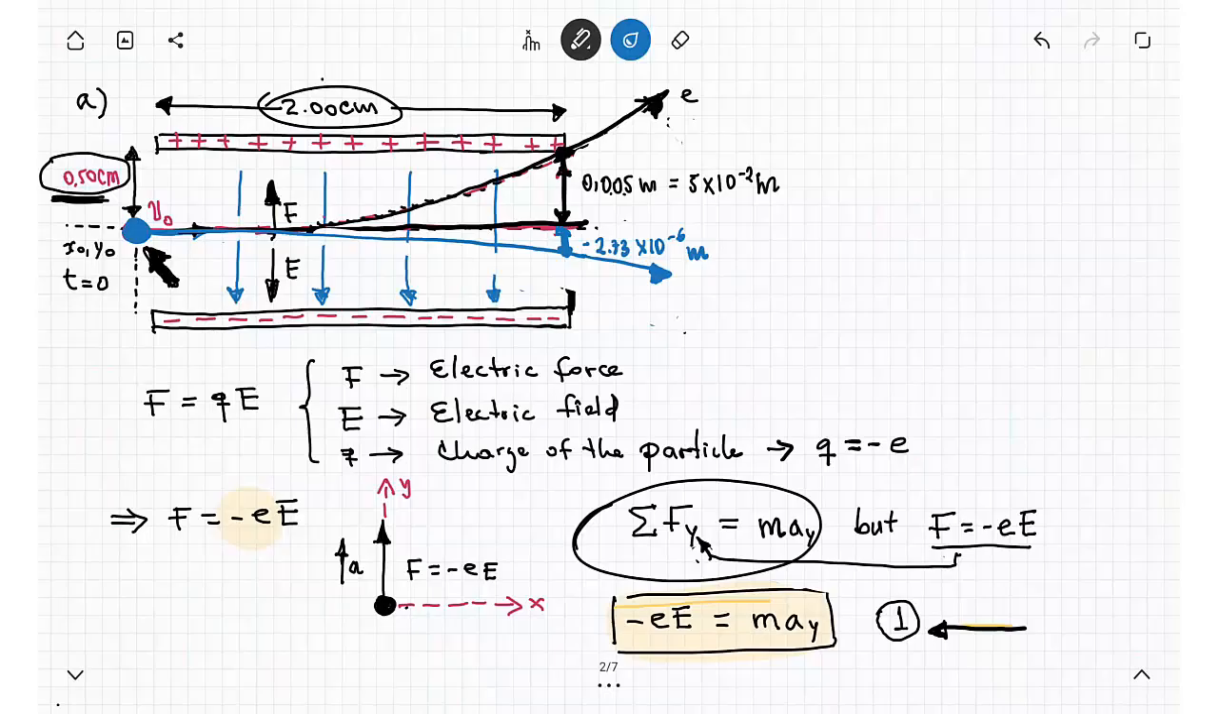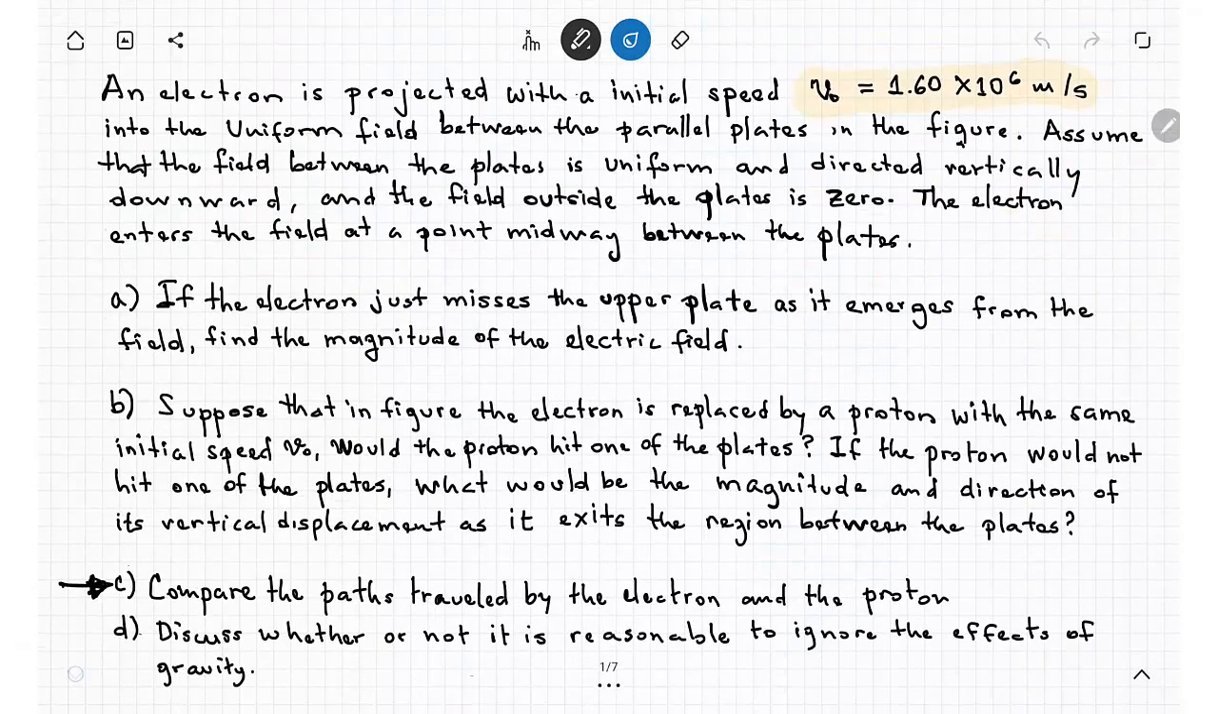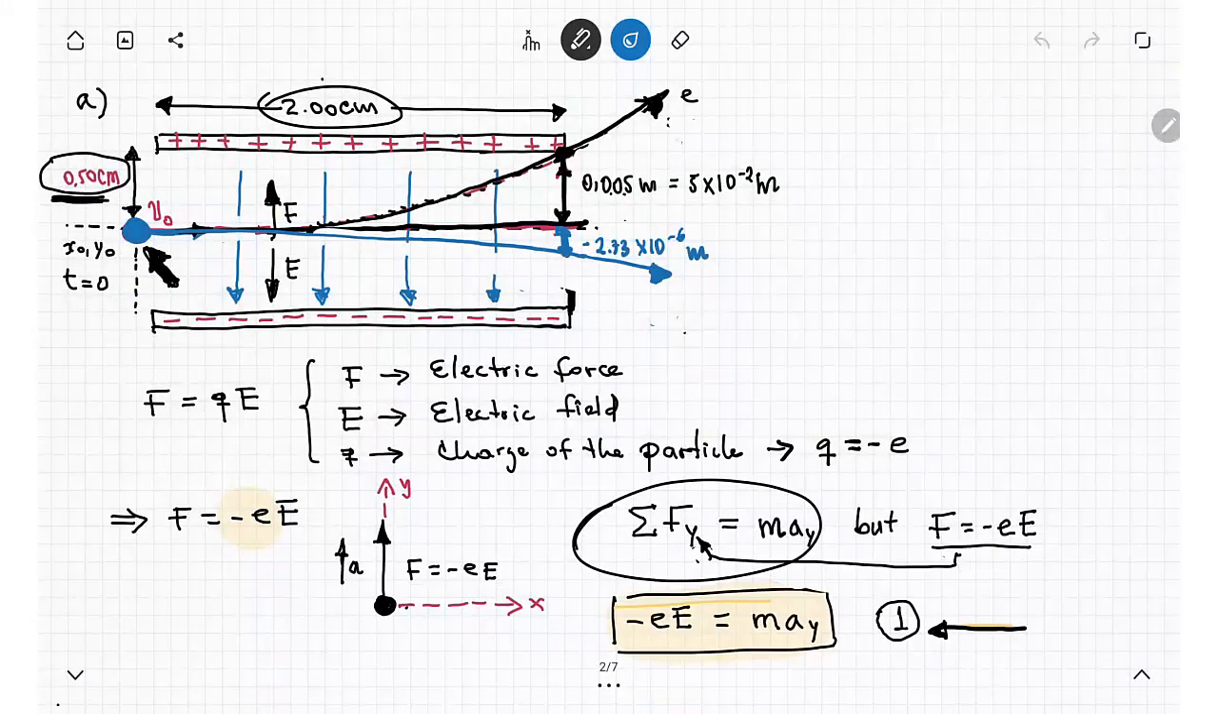That's part C. And part D, we already answered that question, to discuss whether or not it is reasonable to ignore the effects of gravity, and it's totally reasonable.